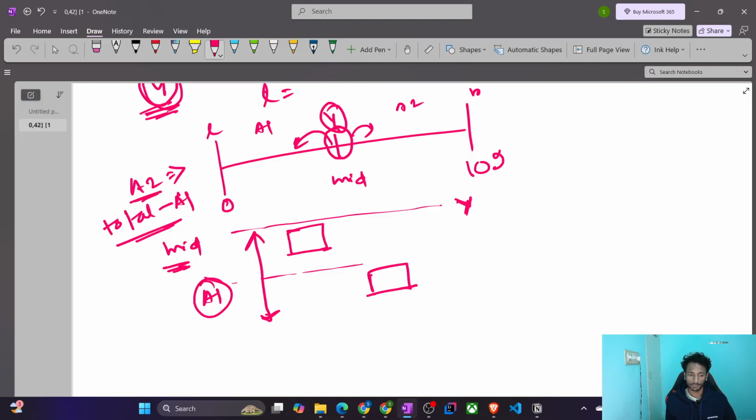Now we check: if a1 is equal to a2, then this is one possible answer. Then what I have to do is shift the right pointer to mid minus 1. I have to minimize this.